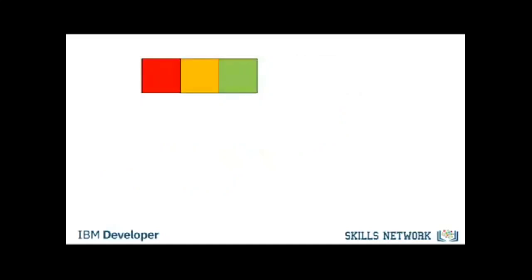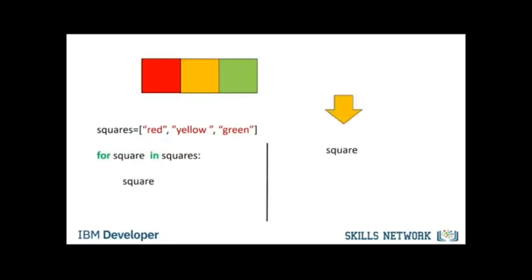We can also iterate through a list or tuple directly in Python. We do not even need to use indices. Here is the list squares. Each iteration of the loop we pass one element of the list squares to the variable square. Let's display the value of the variable square on this section. For the first iteration, the value of square is red.